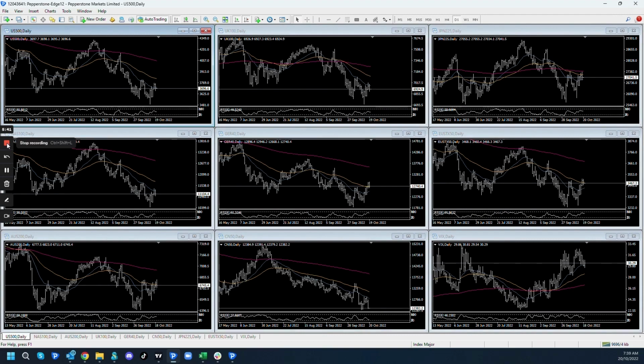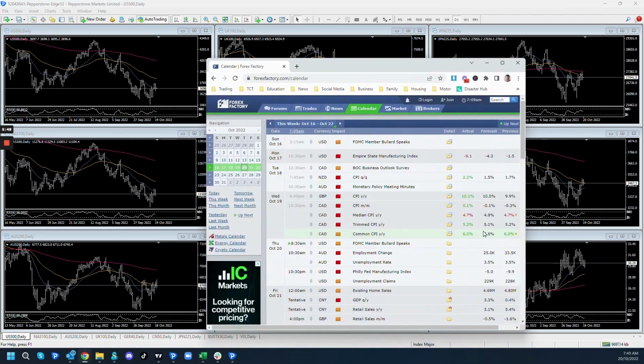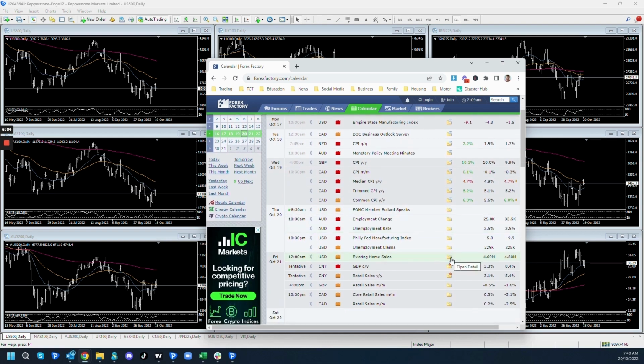Lastly, the UK inflation also came out at 10.1%, which was not a surprise. So yeah, a lot of headwinds for the pound. Canadian inflation around 6%. Aussie jobs today, and Chinese GDP tomorrow. So still some volatility out there.